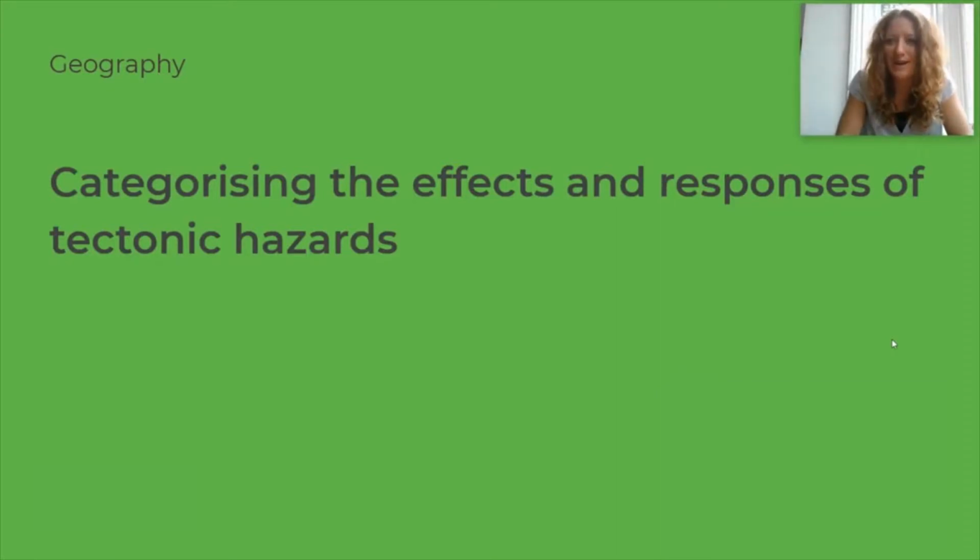Okay, so let's make a start on today's session. And as I said in the intro, what we're going to be doing is categorizing the effects and the responses of tectonic hazards. So, can you write the title? And can you make sure it's underlined so it looks really neat? I did say that you would need a ruler. And then, as I say, start to have a think about what those words might mean, primary and secondary.